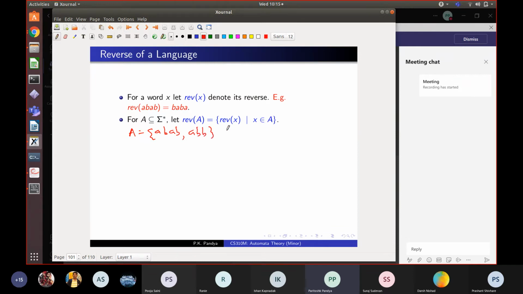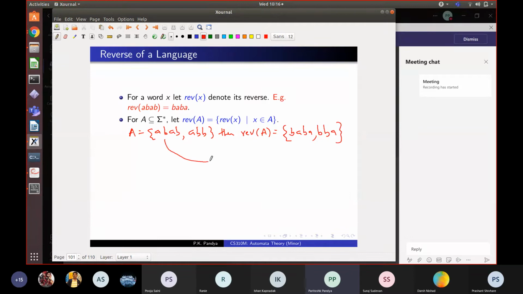So what will be the reverse then? Rev of A will contain what? Can anybody tell me? What will be the reverse of this language A? Please type in the chat. BABA and BBA. Okay. Why?